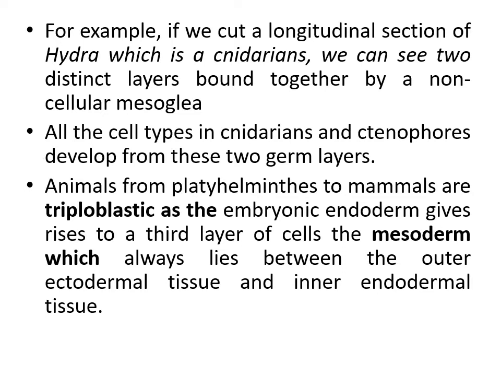Animals from platyhelminthes to mammals are all triploblastic. They have a third layer known as mesoderm, which is present in between the ectoderm and the endoderm. The ectodermal tissue, that is the outer layer, and the endodermal one, which is the inner tissue, form the visceral organs.